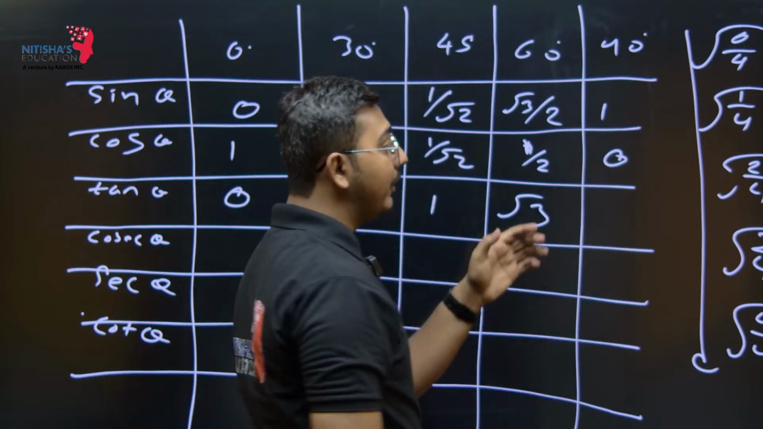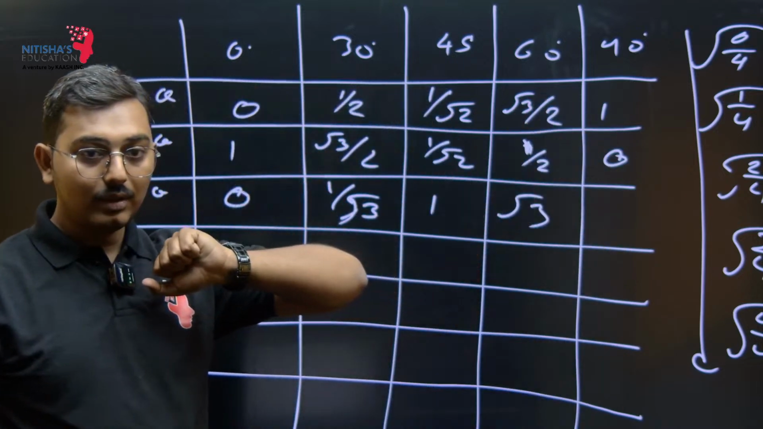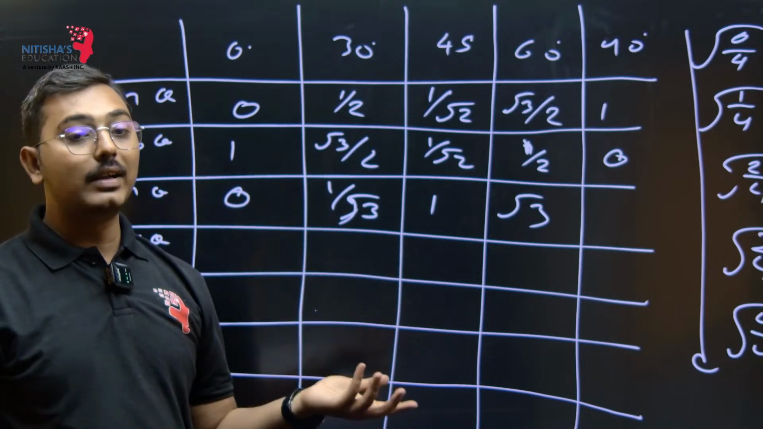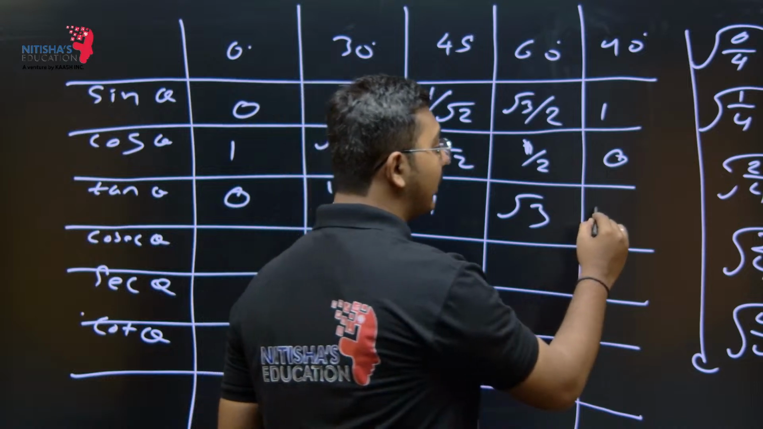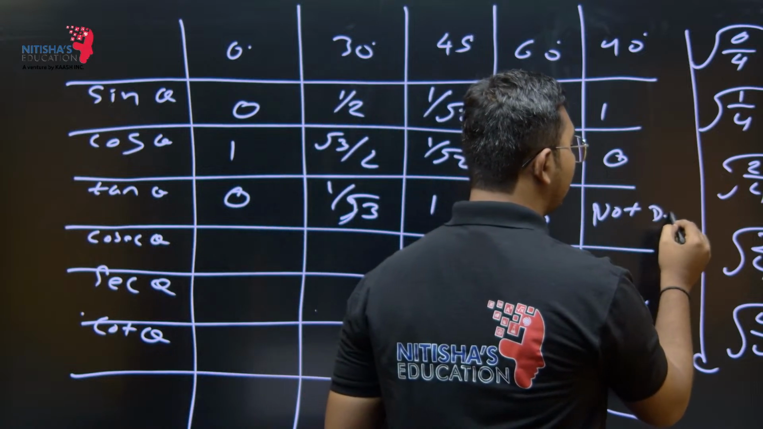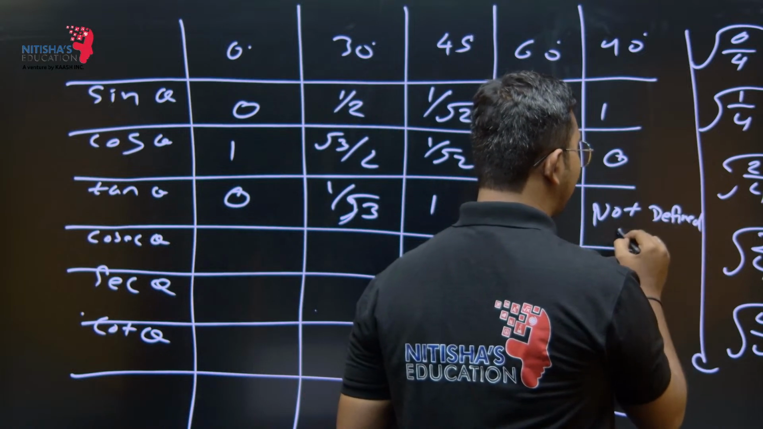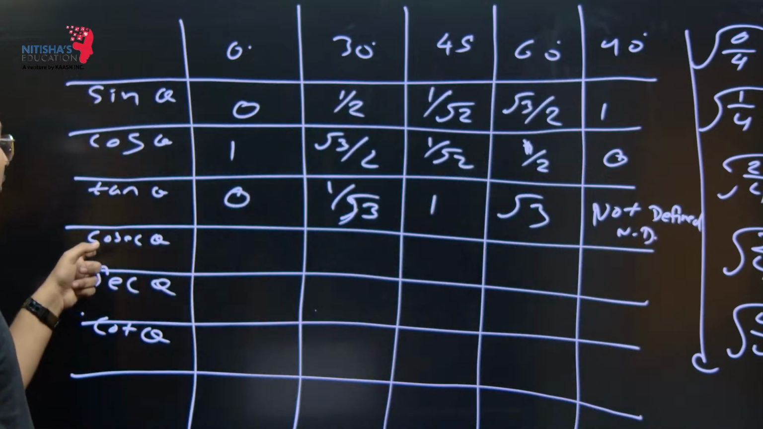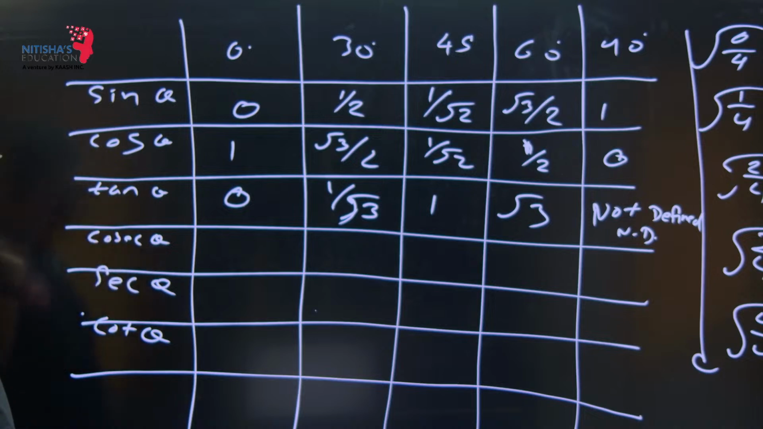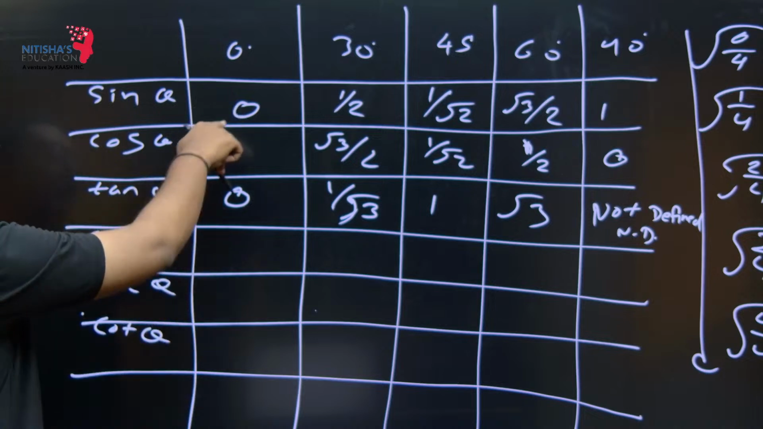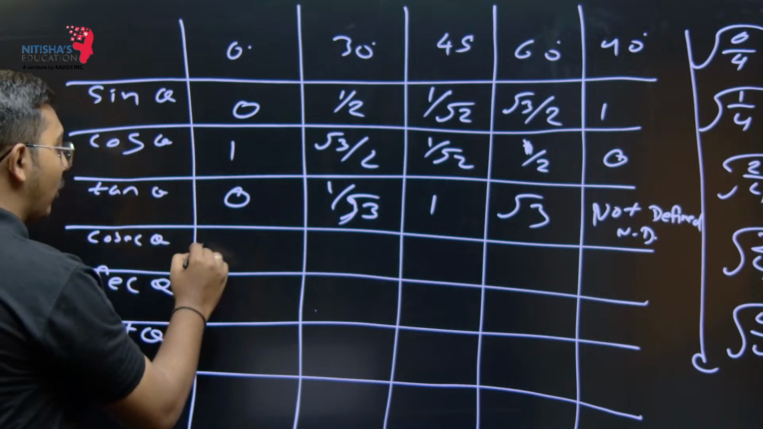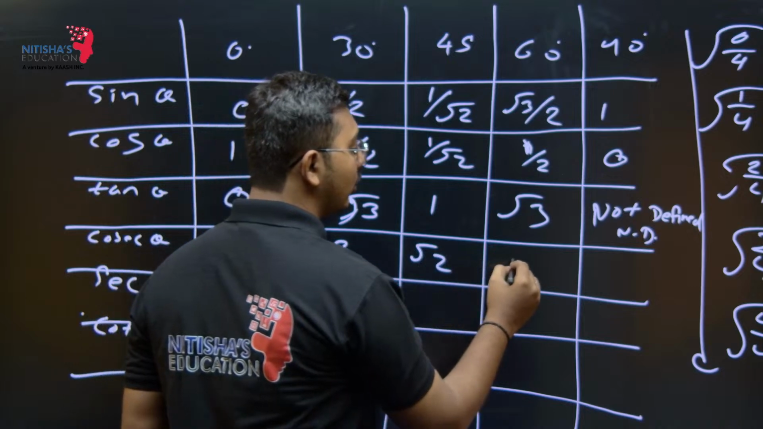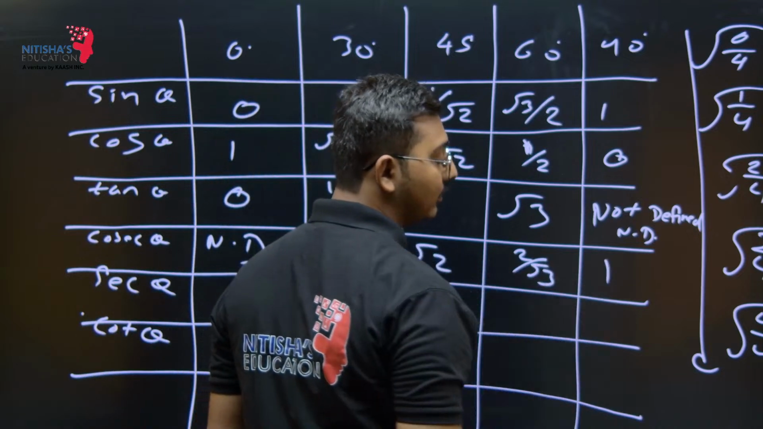And this would be, now it is 1 divided by 0. Any value cannot be divisible by 0. So what we'll consider it as? It is not defined, or you can say ND. Okay. Next, cosec is inverse of sine. Inverse of sine means 1 over 0. Again not defined. 2, root 2, 2 by root 3 and 1.